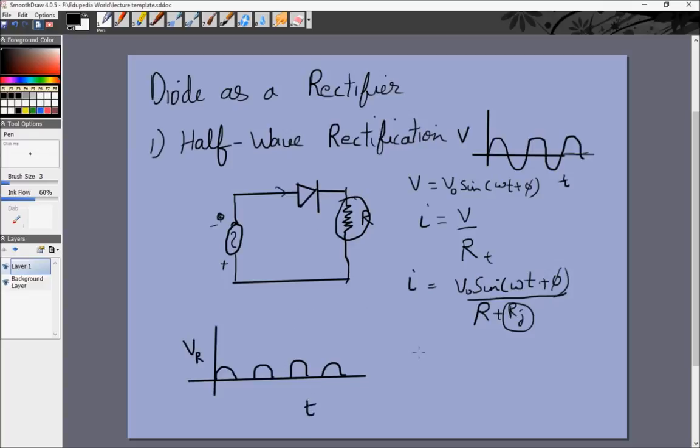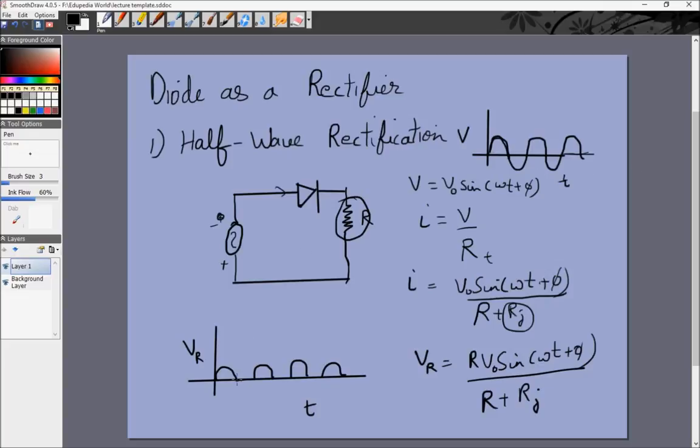This would be the current, or even VR, the voltage across the resistor R with respect to time. What would VR be? VR would simply be R times V naught sine omega t plus phi, divided by R plus Rj. When Rj is small, this is equal to V naught sine omega t plus phi, or this value in the forward bias direction. When Rj is very large, this is approximately equal to 0. And this is called a half wave rectifier because it gives us half wave loops from a full alternating current.